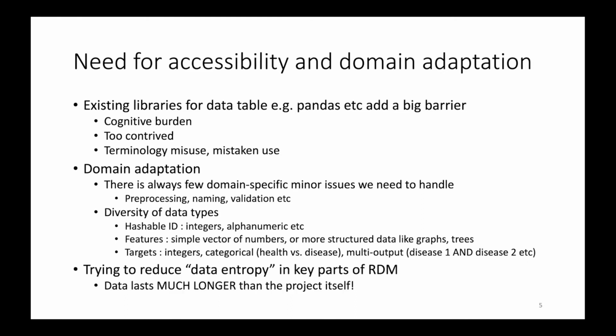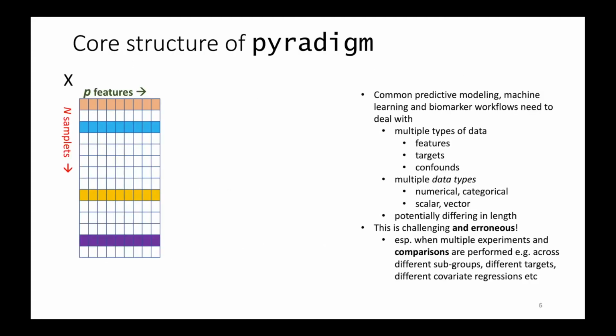So in order to make it easier to use and manipulate, but also reduce the data entropy over time, because you know data lasts much longer than the project itself, right? So you want to make it as easy as possible while retaining the information as precisely as possible. So this data structure, which I call a paradigm that I built, essentially the core is, like I said, a table of features. Think of it as some sort of input to scikit-learn for machine learning prediction, right?